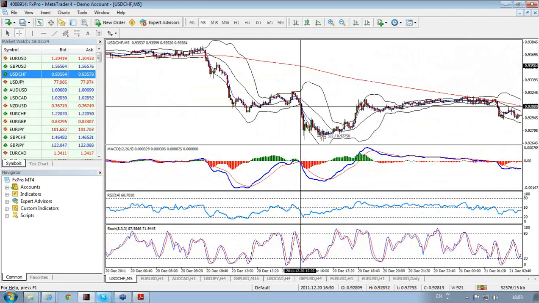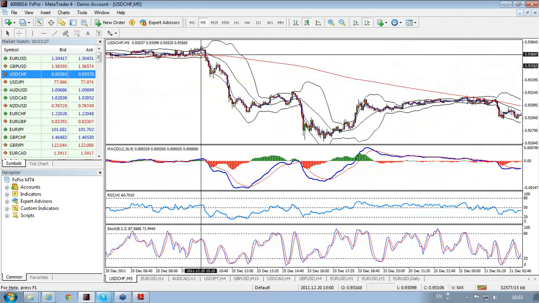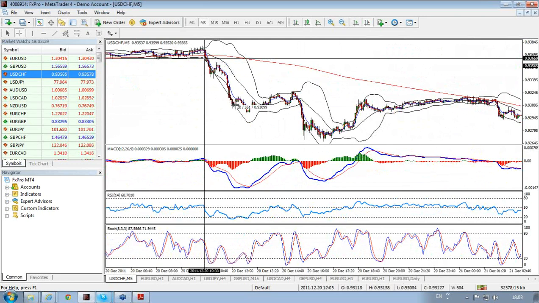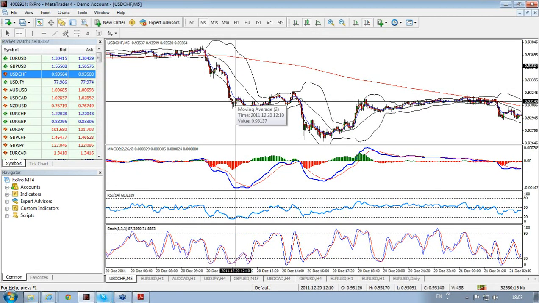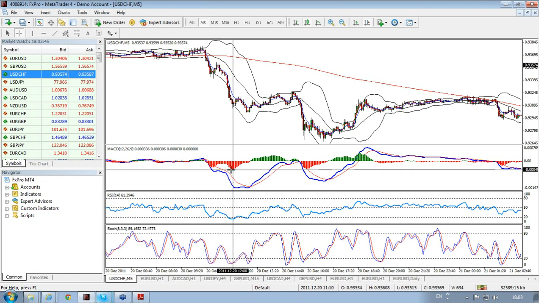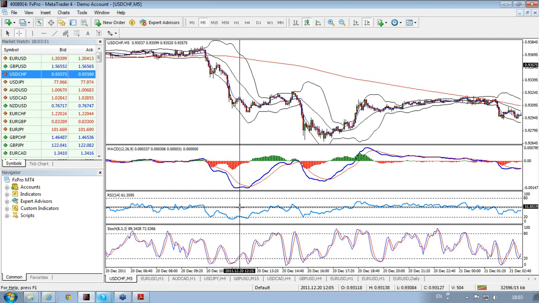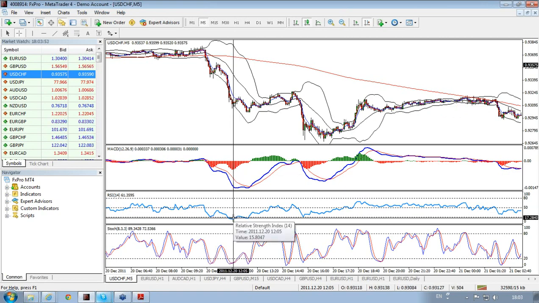That's the last time we had a move, not 20. Not good. Here we got a 20. Bam! 20 candles. See that? But do you have a divergence here? No, you don't. What you do have here is RSI below 20.